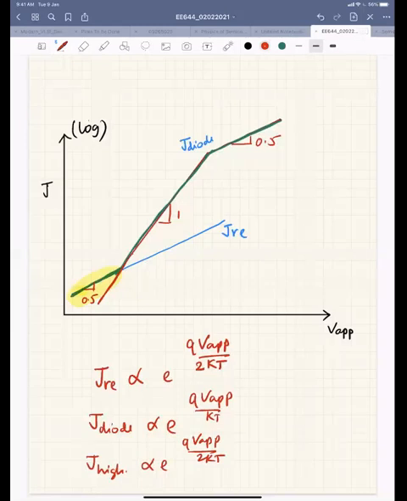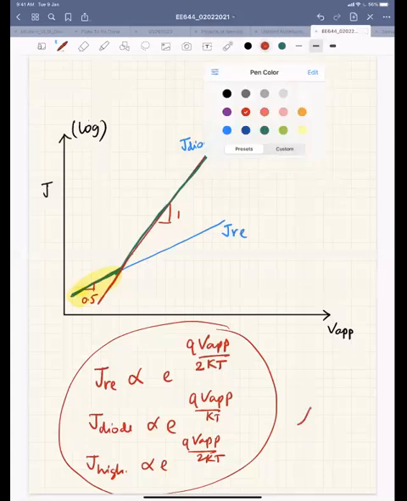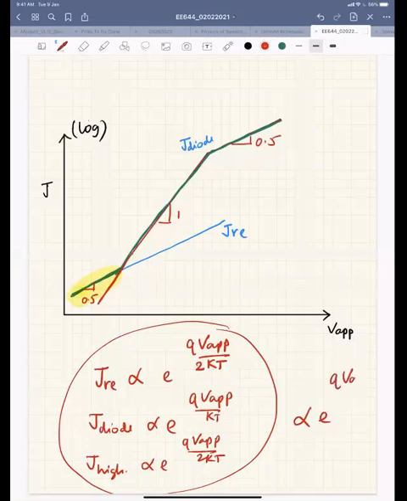So if I want to have a single equation, how does the single equation look? Single equation will be e to the power qVf by nkT, right? So people write this, nkT, and n we call the ideality factor. Here n is the ideality factor. So this is the modeling part.